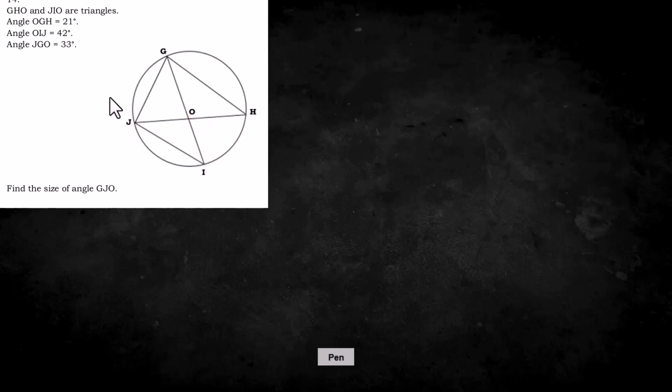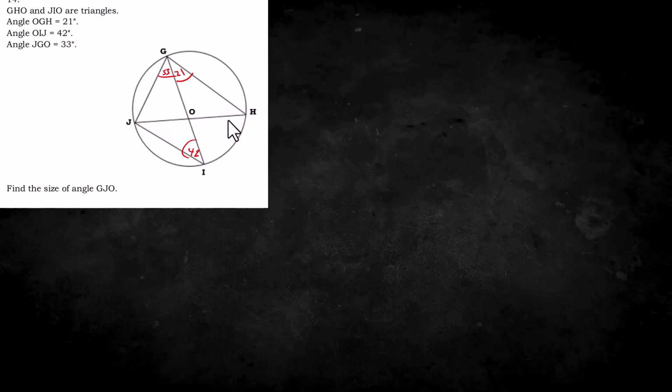Now angle OGH is 21, so this side is 21. And OIJ is 42. JGO is also 33. JGO is 33. OIJ is 42.